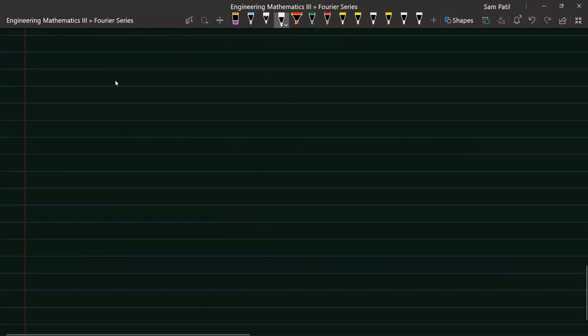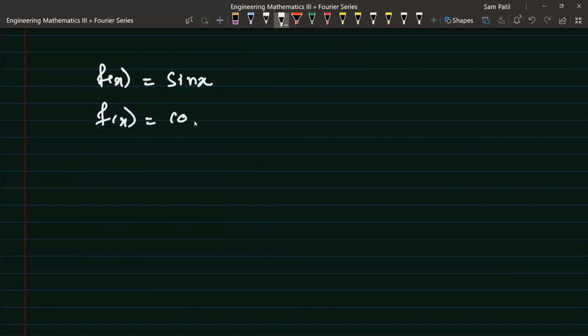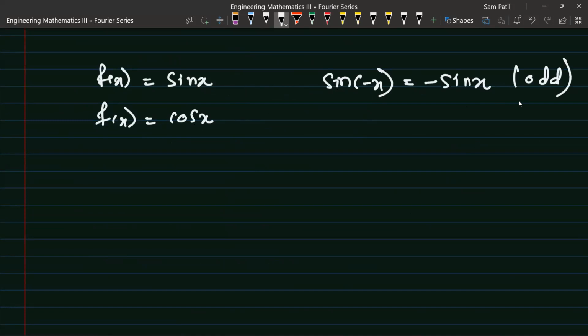Some examples I will give. f(x) is equal to, suppose I take sine x. What is this? Even or odd? And f(x) is equal to cos x. See, sine x is an odd function because we know that sine of minus x is the same as minus sine of x. Am I right? Yes, sir. So this is an odd function. And cos x is an even function because we know that cos of minus x is the same as cos x. Think about the other trigonometric ratios, and how they actually look. Fine. So this is about the even and odd function.